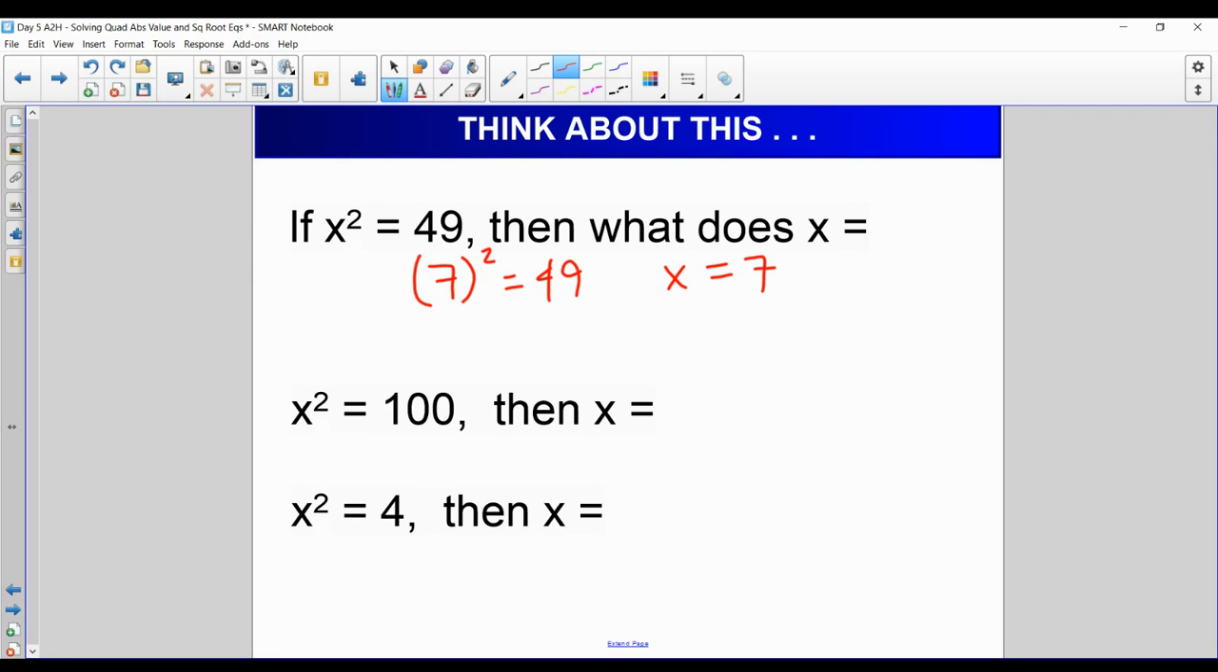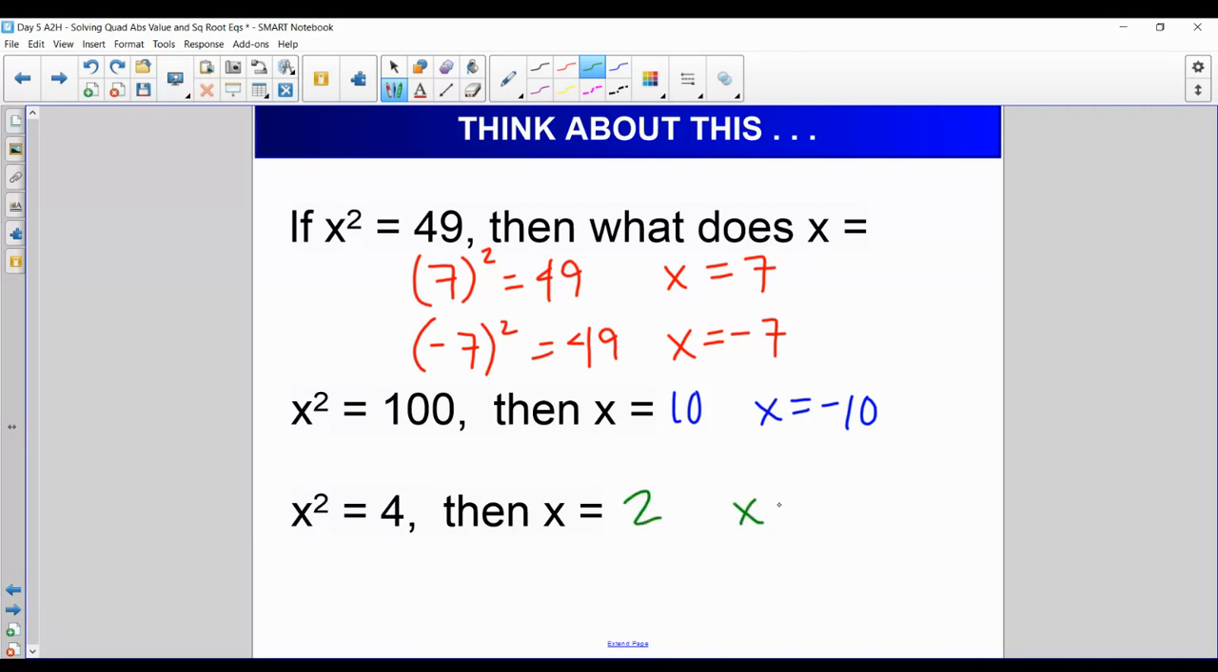But you also have to think about the fact that when I take a negative number and square it, a negative times negative is also a positive. So x can also equal negative 7. So if I look at things like x squared equals 100, I have to remember to say that x equals 10, or x also equals negative 10. Same thing with x squared equals 4, then x can equal 2, or x can equal negative 2.